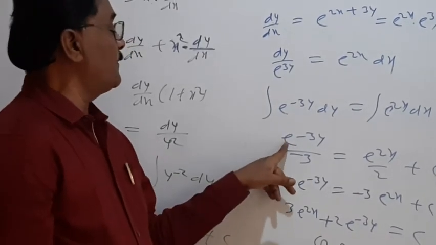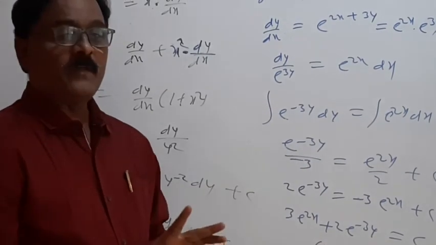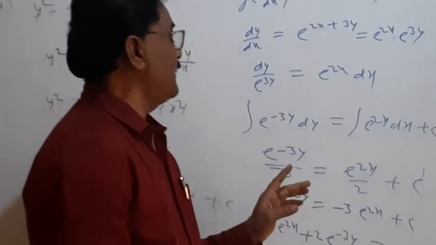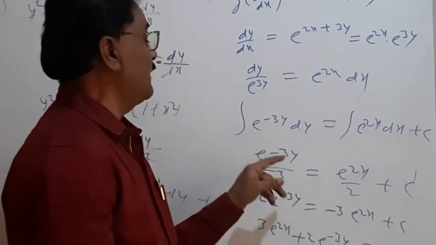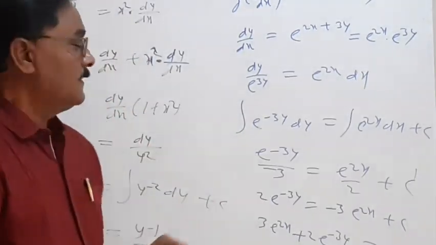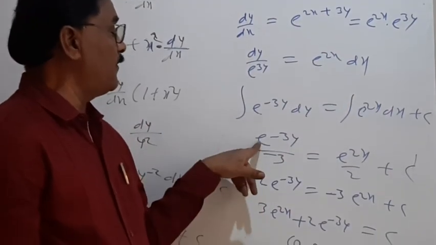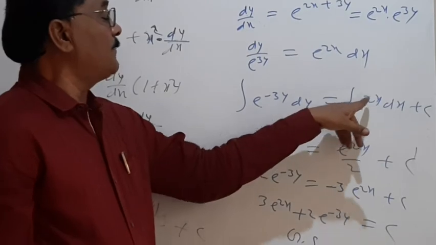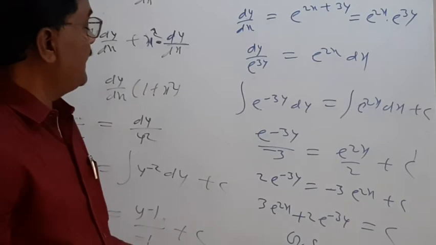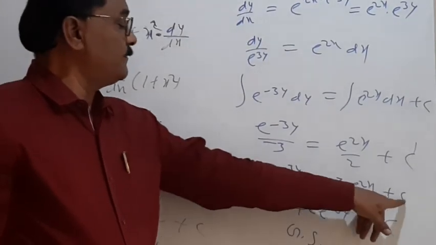So the derivative of e to the power minus 3y, divided by the derivative of minus 3y, which is minus 3. Integration of e to the power 2x is e to the power 2x upon 2. Here also, integration of e to the power minus 3y is e to the power minus 3y upon minus 3, and integration of e to the power 2x is e to the power 2x upon 2, plus c. This can be written as 2 into e to the power minus 3y and minus 3 into e to the power 2x plus c.